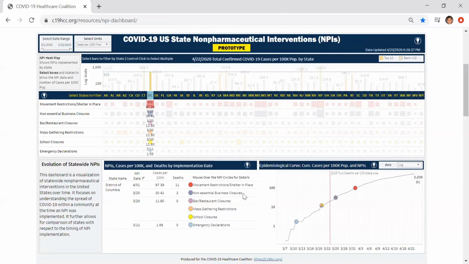We hope to inform states regarding making decisions on when it might be safe and appropriate to relax NPIs, and to also learn from their neighbors and from states across the country who have relaxed NPIs, and to understand whether or not they experienced a subsequent increase in cases or deaths.